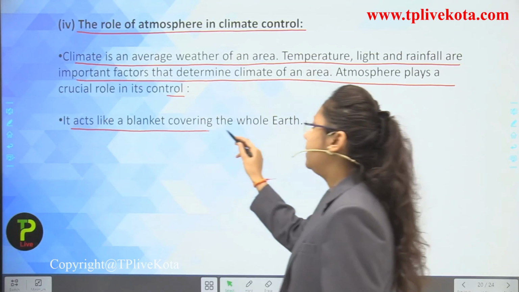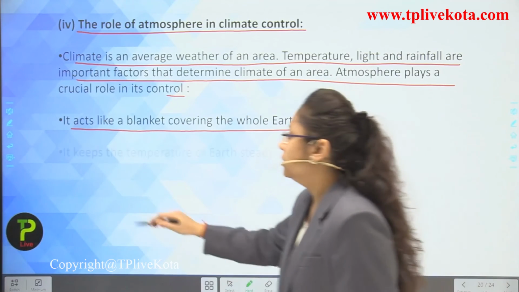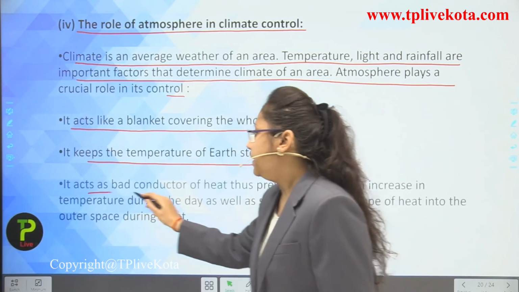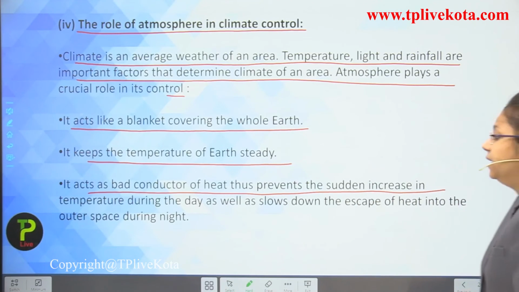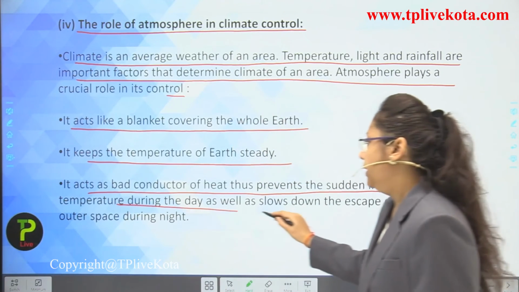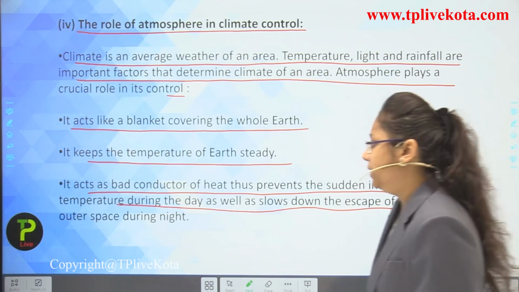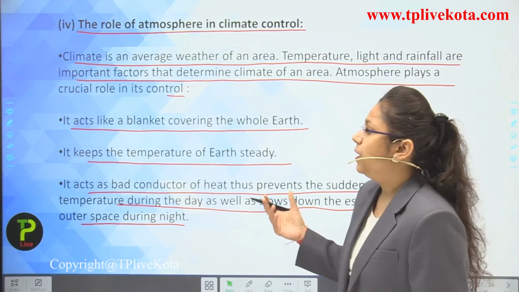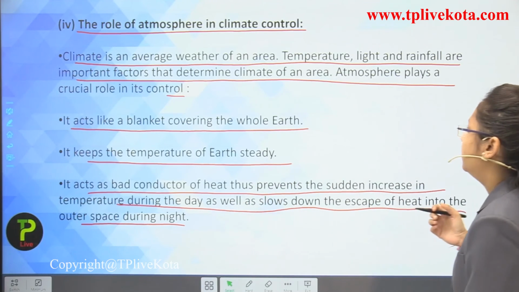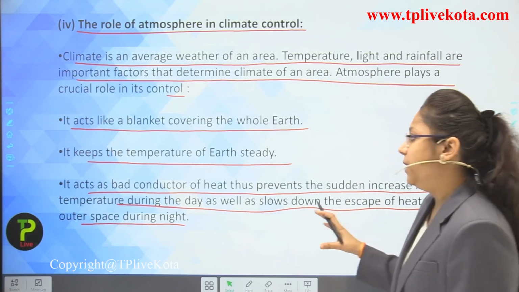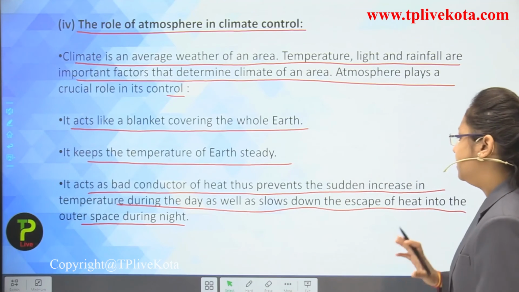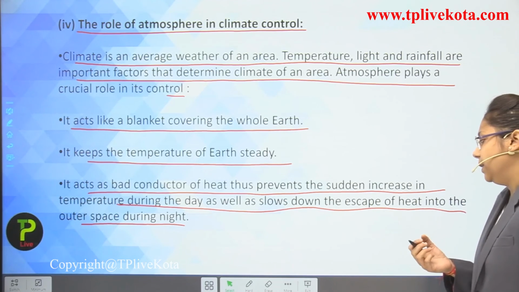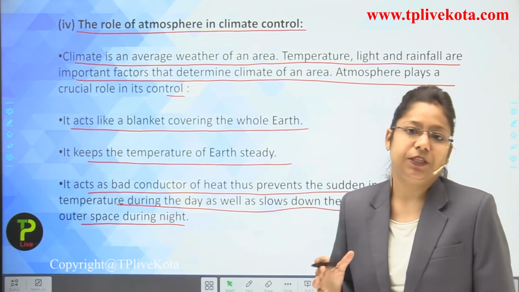So it acts like a blanket covering the whole of the earth. Next, it keeps the temperature of the earth steady. Next, it acts as a bad conductor of heat that prevents the sudden increase in the temperature during the day, as well as slows down the escape of heat into outer space during the night. So if we talk about the different roles of the atmospheric layer, then we can say that it acts as a bad conductor of heat, and it prevents the sudden increase in temperature during the day, as well as slows down the escape of the heat into outer space during the night.